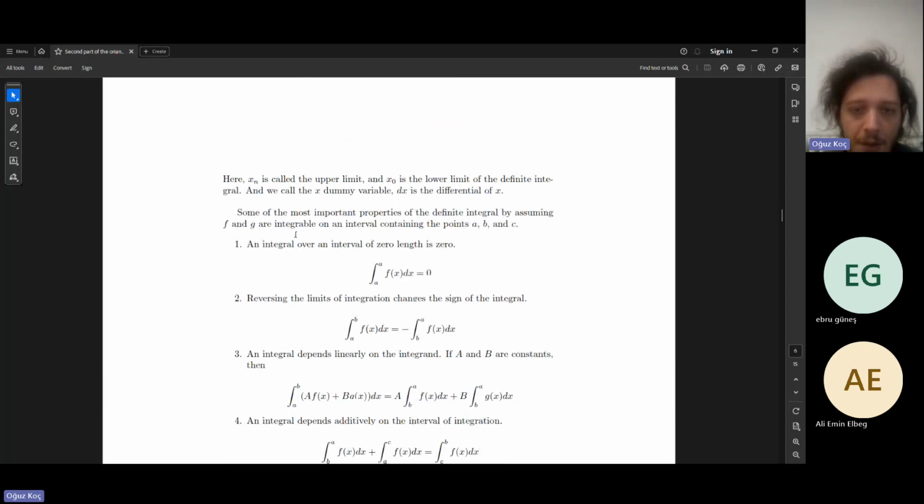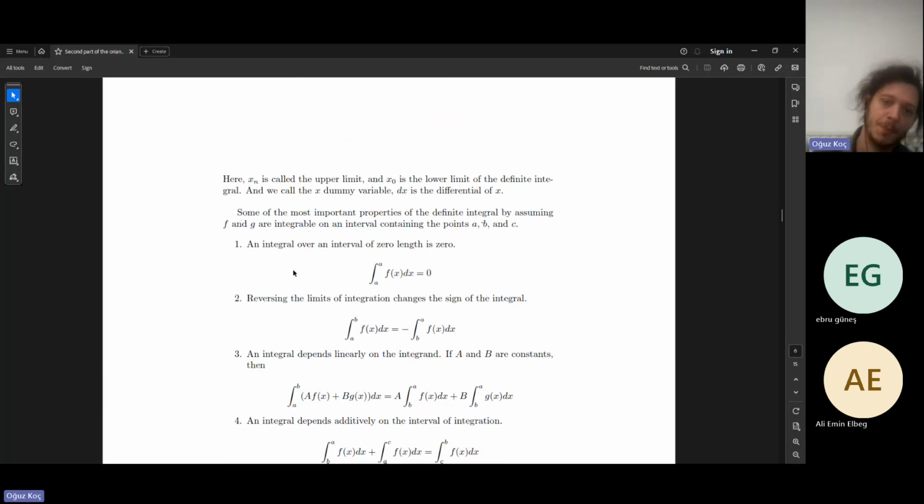And then we have some important properties for the definite integral. In these properties, we are just assuming f and g are integrable on an interval containing the points a, b, and c here.